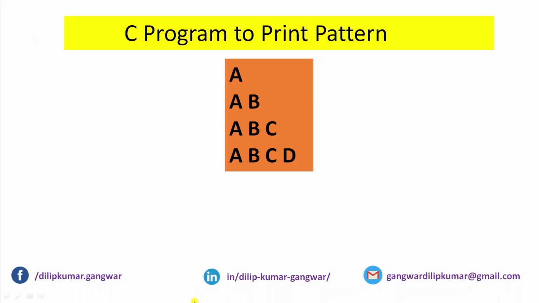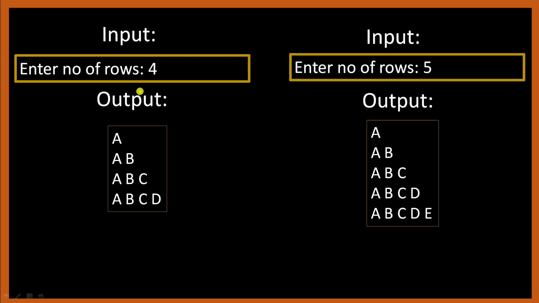Hello everyone. In this video we will see how we can print this pattern and how we can write the C program for it. So let's understand the question and the logic. The question says if we give the number of rows as 4, then 4 rows should be printed.